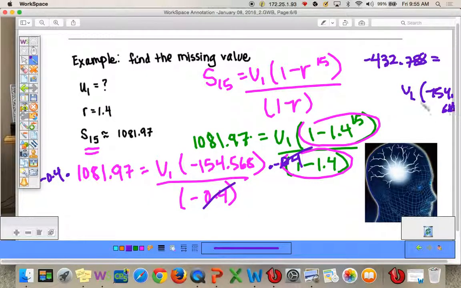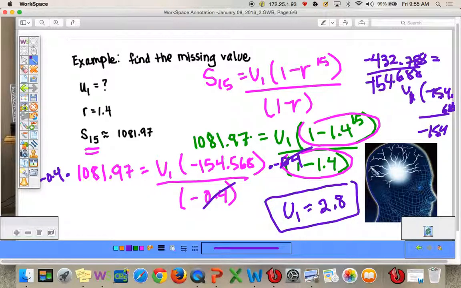154.688. Running out of room. Oh, this is u sub 1, yep. Then I'm going to divide each side by this number, negative 154.688. So again, divide each side. So multiply, divide. We'll get our first term, which is about 2.8. Okay, so this one is just using the formula to work backwards and plug in.